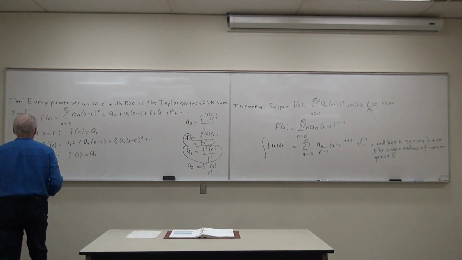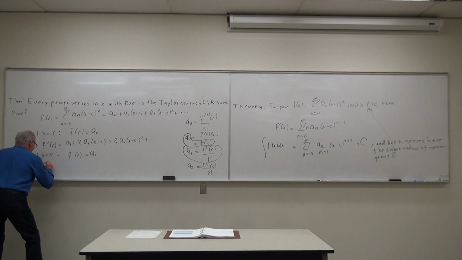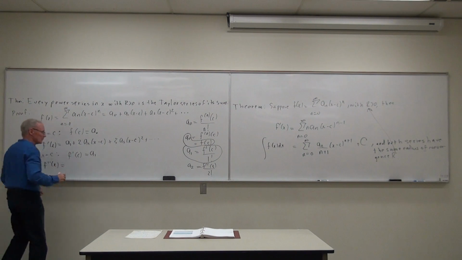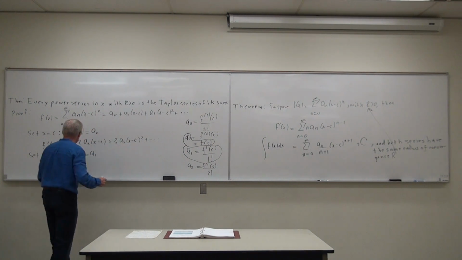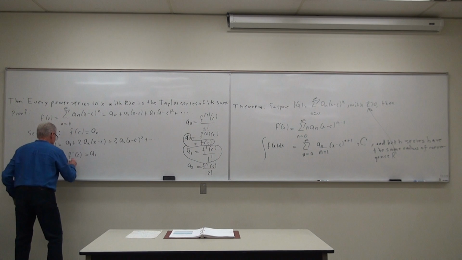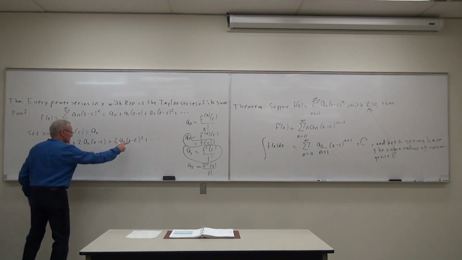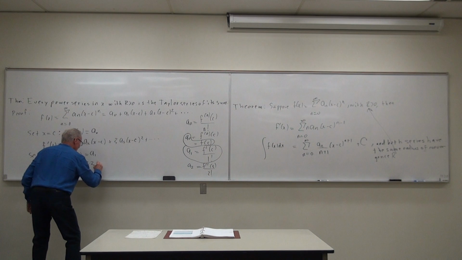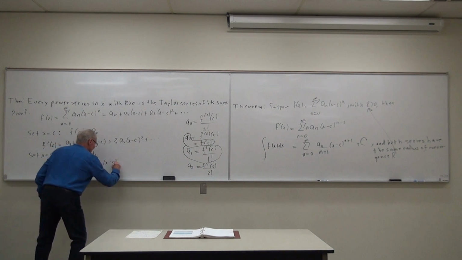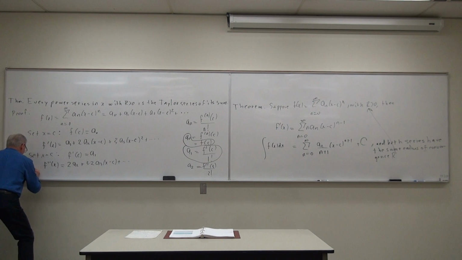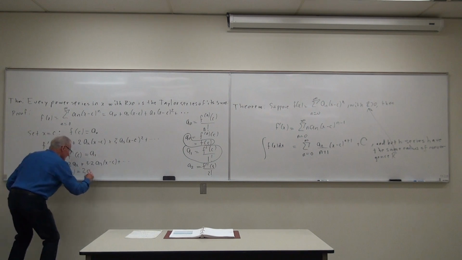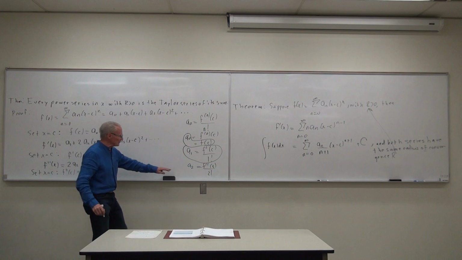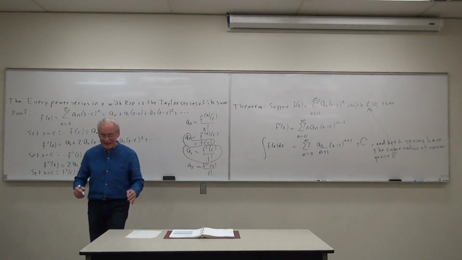Let's do one more. If I differentiate it again, f double prime of x, I can do that. This is a series. I know it converges. It has an R greater than 0, so I can differentiate this one. That term is gone. Differentiate that: 2a2. Differentiate that: 3·2 a3 (x minus c), dot, dot, dot. Set x equal to c. What do I get? f double prime of c is equal to 2a2. Is that what we wanted? The answer is yes, it is.